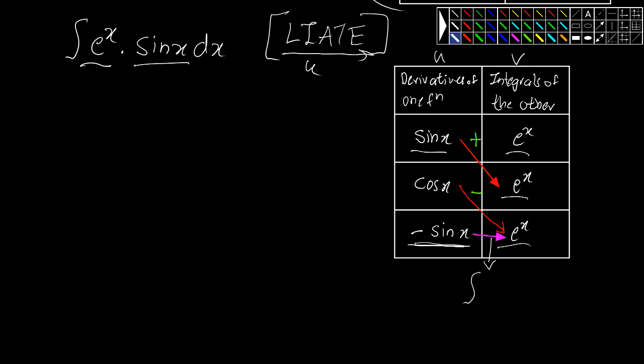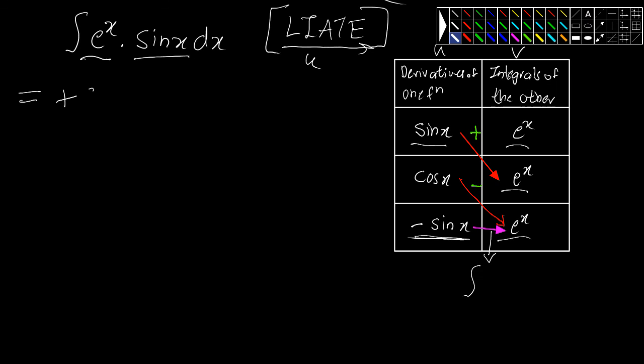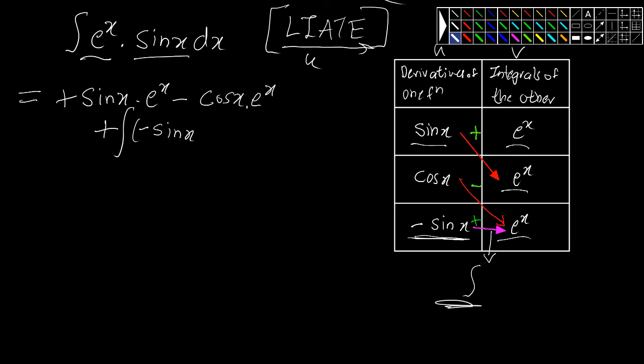So this is equal to plus sine x times e to the x, minus cosine x e to the x, and this becomes a plus then. So plus minus sine x, integral, this is what the integral is for, times e to the x. I'm going to rewrite this as a single line.